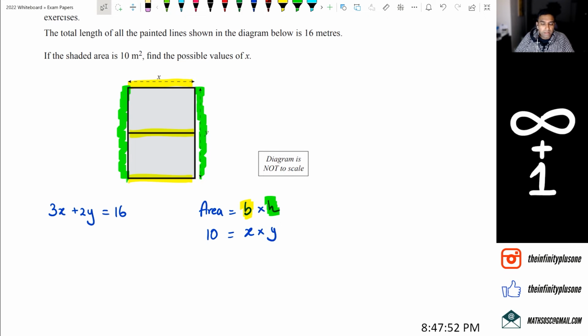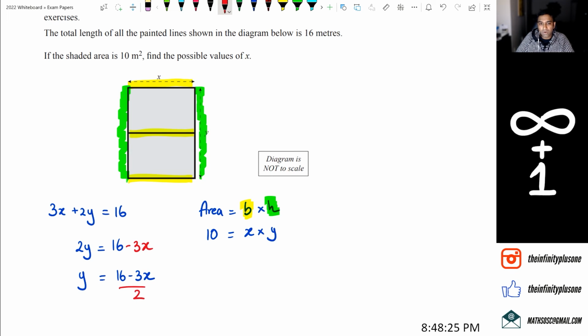What we've got here is just an ugly quadratic, that's all. Let's think about it. We've got area is equal to 10, we've got x and y, but on the other side we've got the perimeter, another equation set up which gives the lines. So we're going to have to rearrange this. We're going to rewrite this as 2y is equal to 16 minus 3x, and then y is equal to (16 minus 3x) divided by 2.